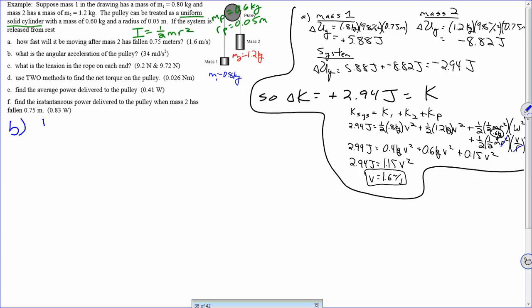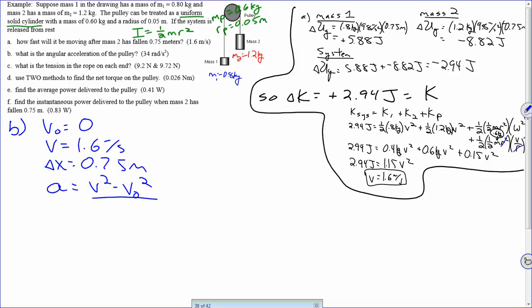Here's what I know. I know that my starting velocity is 0. I know that my final velocity is 1.6 meters a second. I know my displacement is 0.75 meters. I ought to be able to find my acceleration using that equation. That's one of the constant acceleration equations we learned 7 years ago.